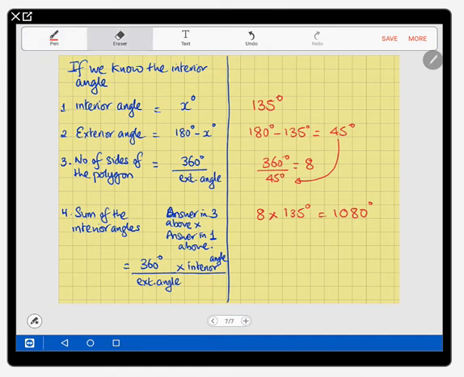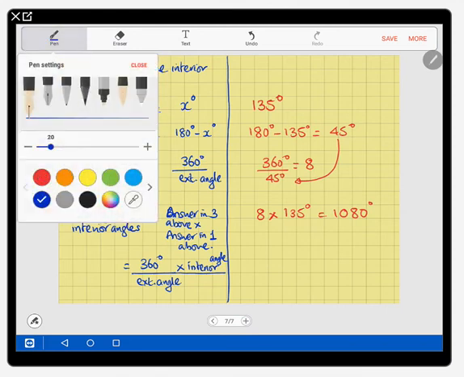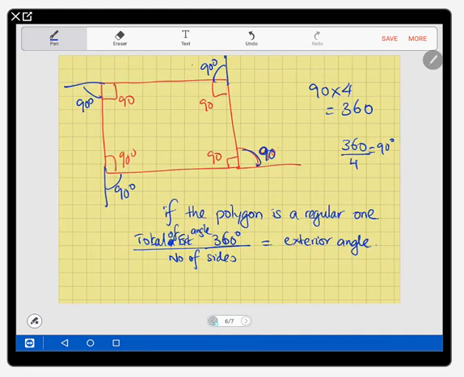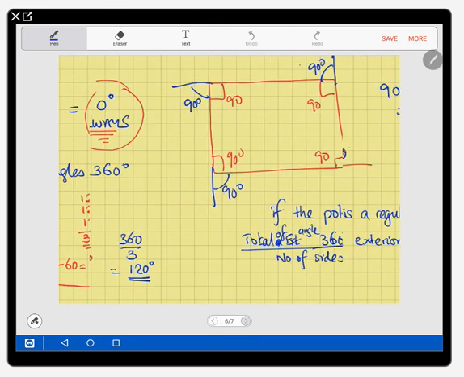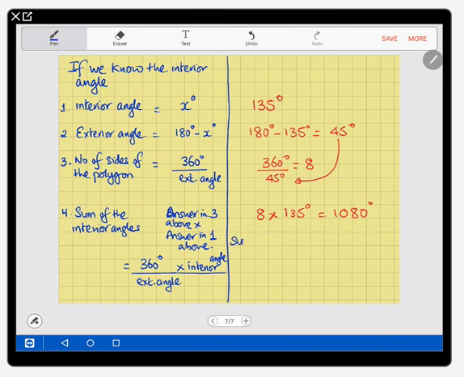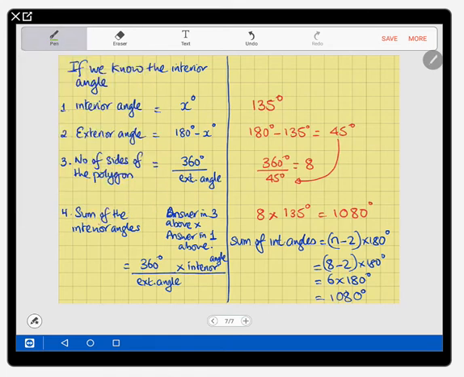Okay, now having said that, I want to double check my answer. We know from the formula, we learned this formula here, remember? The general formula for the sum of interior angles. Sum of interior angles is equal to the number of sides minus 2, multiplied by 180. Correct? So what is the number of sides? It's 8 minus 2 multiplied by 180, which is equal to 6 times 180. So we got 1080. Bingo, we got it. So it worked.